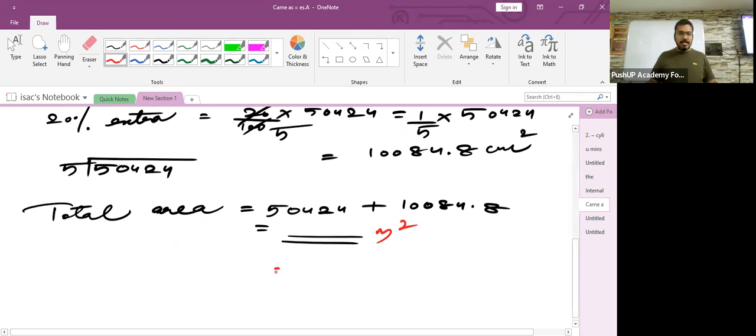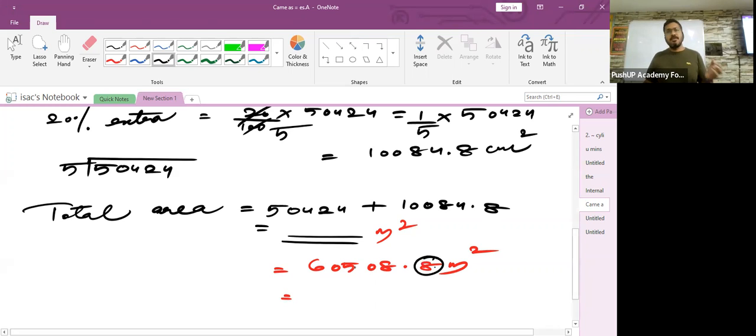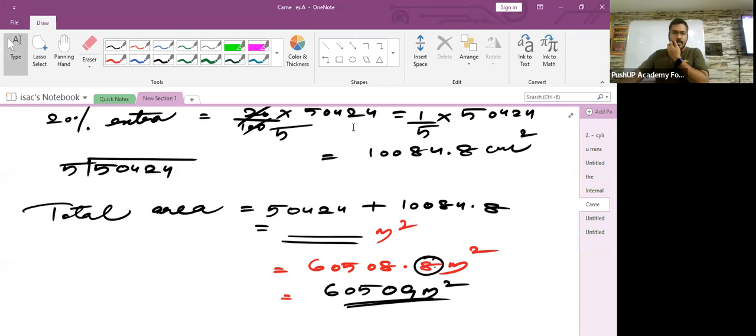Are we getting 60508.8 meter square? Very good. So they want us to round this off to the nearest meter square. Children, after the decimal point, you are having 8, which is greater than or equal to 5. Round this off. So it becomes 60509 meter square. Okay. This is your final answer. All right. Very good, Janice, Amal.